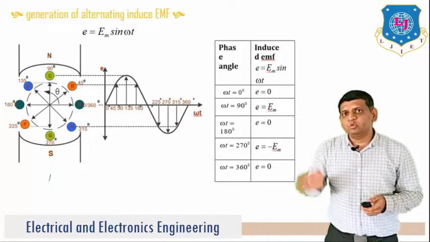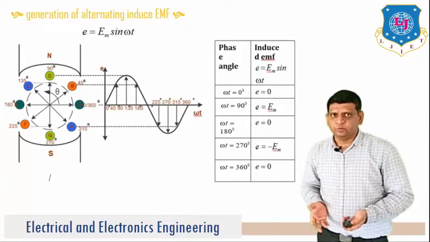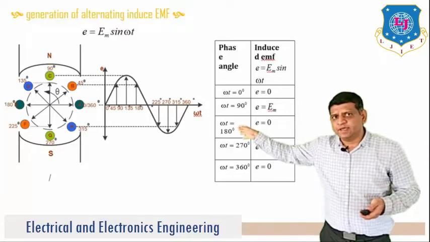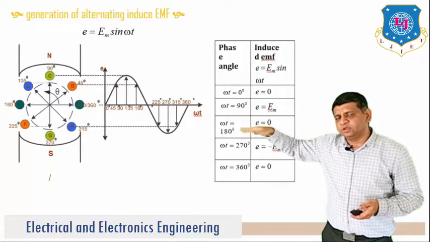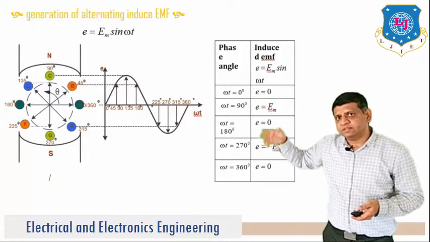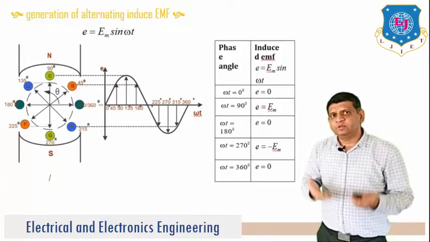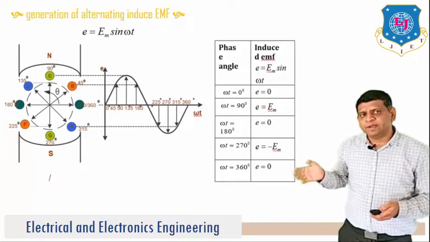Same way it reaches 180, again omega t is equal to 180, that means E is equal to 0. So you can straight away see this conductor is between two magnets, and it starts the journey from angle 0, 90, 180, 270 and 360. Likewise, if you put these omega t values in the above equation, you will find 0, plus Em, again 0, minus Em and 0.